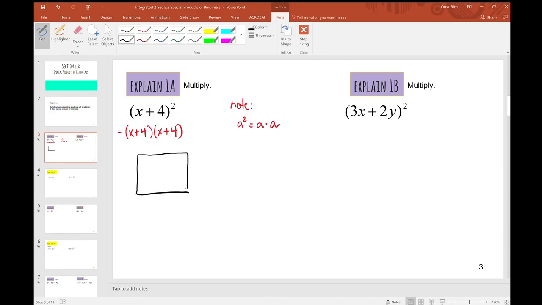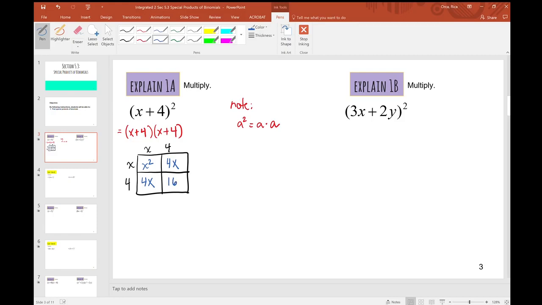I'm drawing a box that has 2 columns and 2 rows. On the top of my box, I want to write the first binomial, which is x and 4. On the left side of my box, I'm going to write out my second binomial, which is, once again, x and 4. Now we want to fill in the box. X times x is x squared. X times 4 is 4x. 4 times x is 4x, and 4 times 4 is 16.